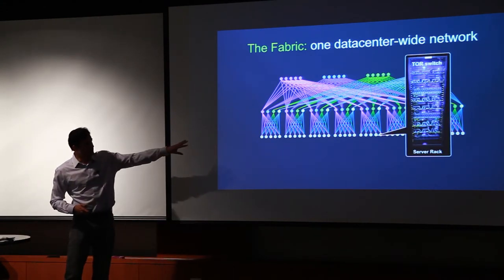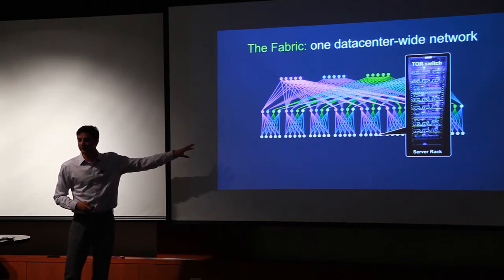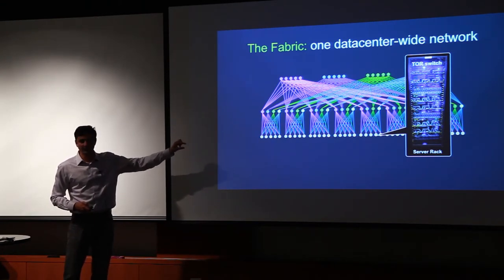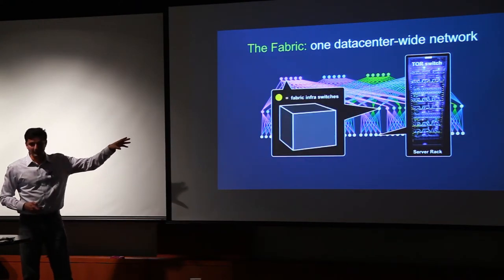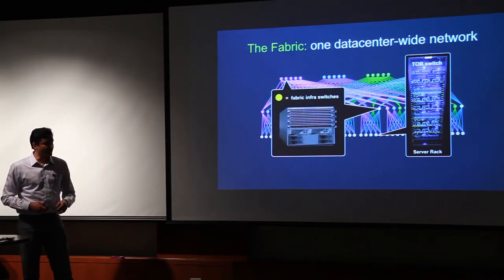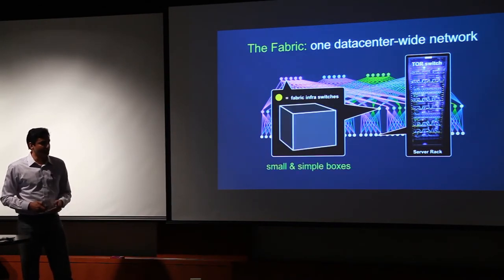The bottom dot here is the same building block that we had previously. It's a rack switch with the rack of servers behind it. The colored dots in the middle are simple infrastructure switches. There's nothing fancy about them. You can get them from any vendor. They're just small and simple boxes.